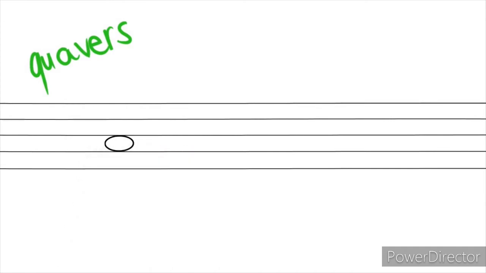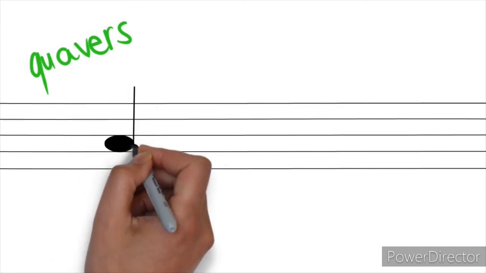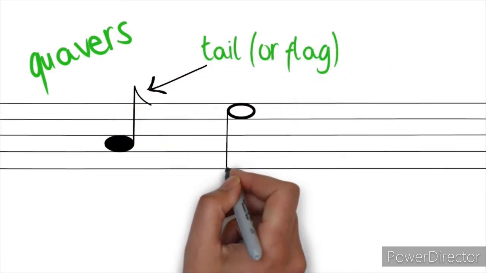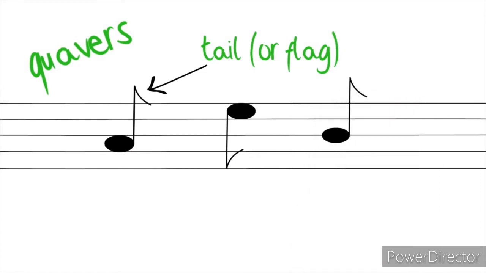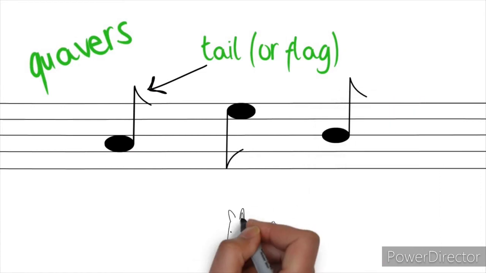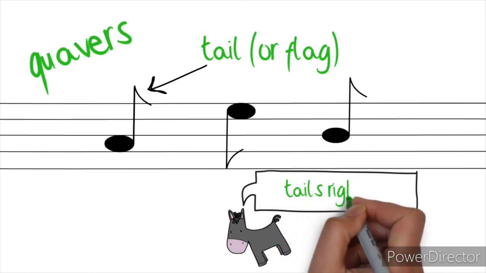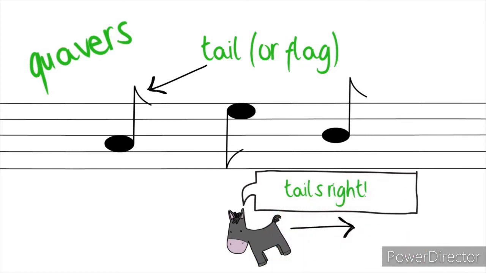First, draw a note head, fill it in, then add a stem, and finally add a tail. Sometimes this is called a flag, but we'll call it a tail. The tail always goes on the right. It doesn't matter if the stem is up or down, tails on the right, please.